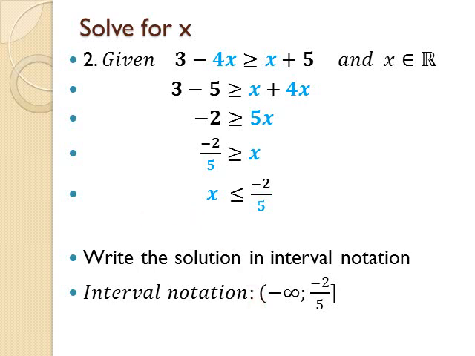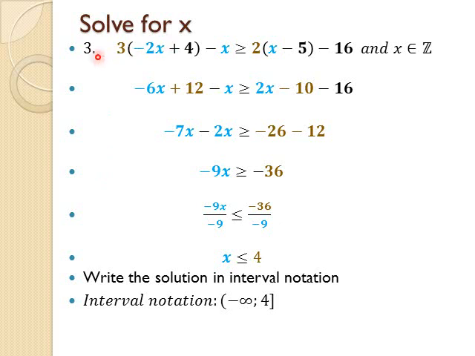Right, problem number 3. So solve for x given 3 times negative 2x plus 4 minus x greater or equal to 2 times x minus 5 minus 16, and very important, x element of integers. Right, so there we solve 3 times negative 2x gives me negative 6x. 3 times 4 would give me plus 12 minus x. 2 times x would give me 2x. 2 times negative 5 would give me negative 10, negative 16.